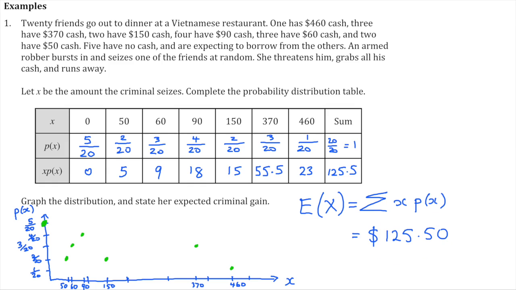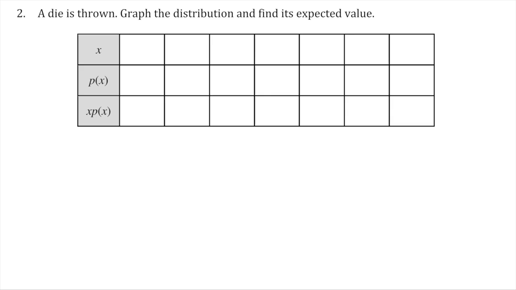Let's try our second one. Now, our second one is an example of the expected value of a uniform distribution, because things have equal chances. So let's actually have a look at what's going on with question 2. A die is thrown. Graph the distribution and find its expected value. Well, when we throw the die, we can get a 1 or a 2 or a 3 or a 4 or a 5 or a 6.